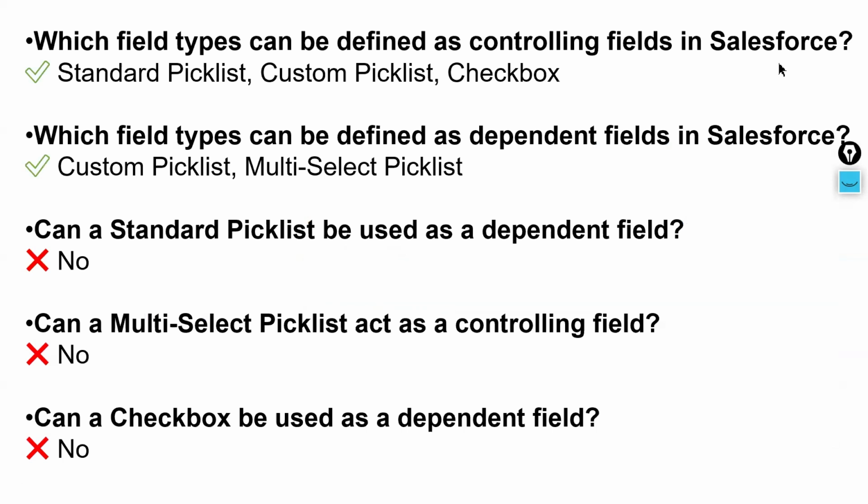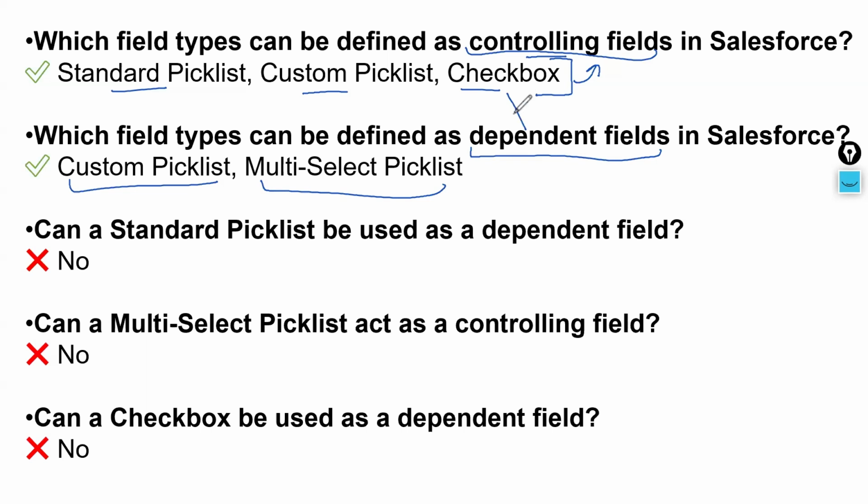For example, which field type can be defined as controlling field in Salesforce? Controlling fields can be standard picklist, custom picklist, and checkbox. These are the only 3 field types that can be controlling field. The next question, which field type can be defined as a dependent field in Salesforce? A dependent field can be custom picklist and multi-select picklist. Point to be noted, checkbox cannot be a dependent picklist. Also, standard picklist cannot be a dependent picklist.